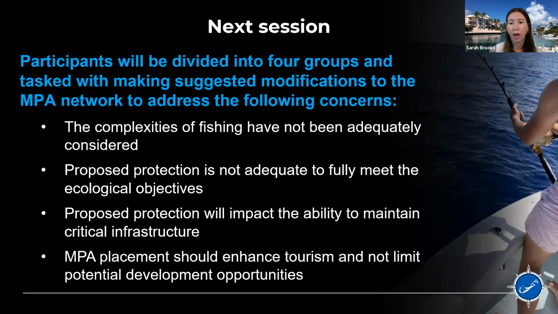The third group will look at addressing where proposed protection will impact the ability to maintain critical infrastructure. So they will mainly be looking at where marine protected areas overlap with underwater cables, shipping lanes, docks, slips, moorings, and trying to address any potential conflict there. And then the final group will look at how the placement of MPAs could enhance tourism and address concerns that the current proposals could limit potential development opportunities, which could have large impacts on the tourism industry in particular.